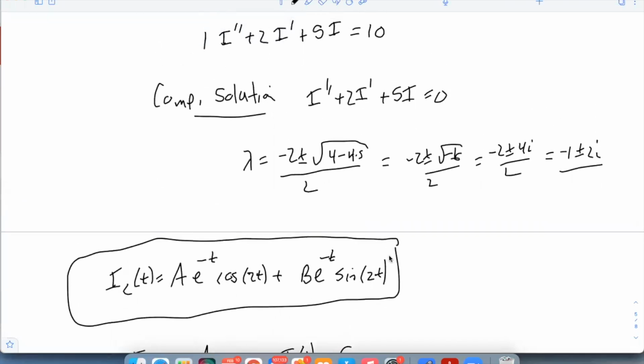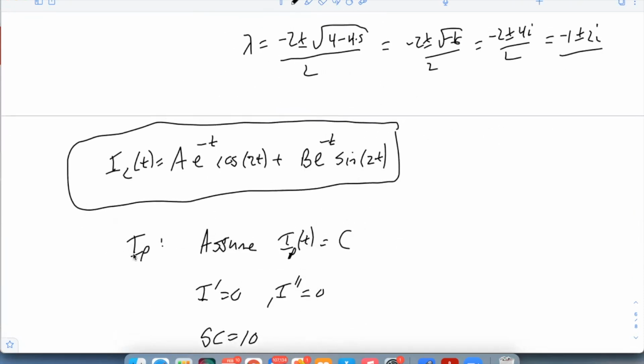Okay, now a common mistake people like to make here is they like to now take this and throw in their initial conditions and solve for A and B. You can't do that yet. You have to get the entire general solution, including the particular solution, then find your constants using your initial values.